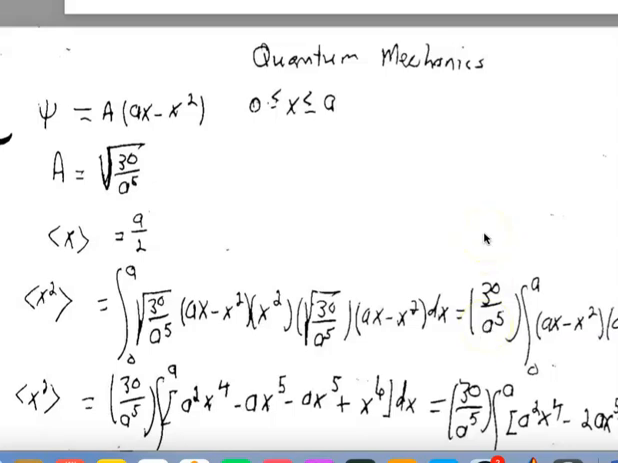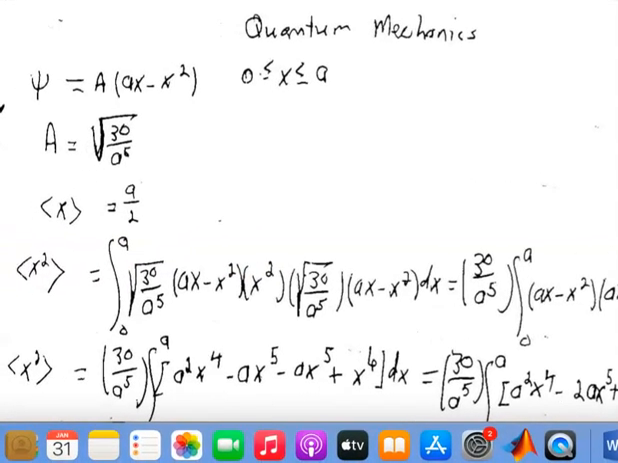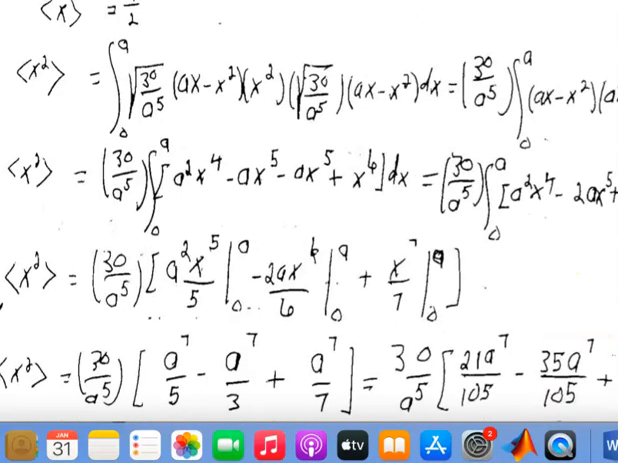Now use the power rule once again. Let me bring this over here. So that's what you get. Then I use the power rule once again, right here. And now this is the term to be integrated. And I integrate that term, and then evaluate it from 0 to lowercase a.